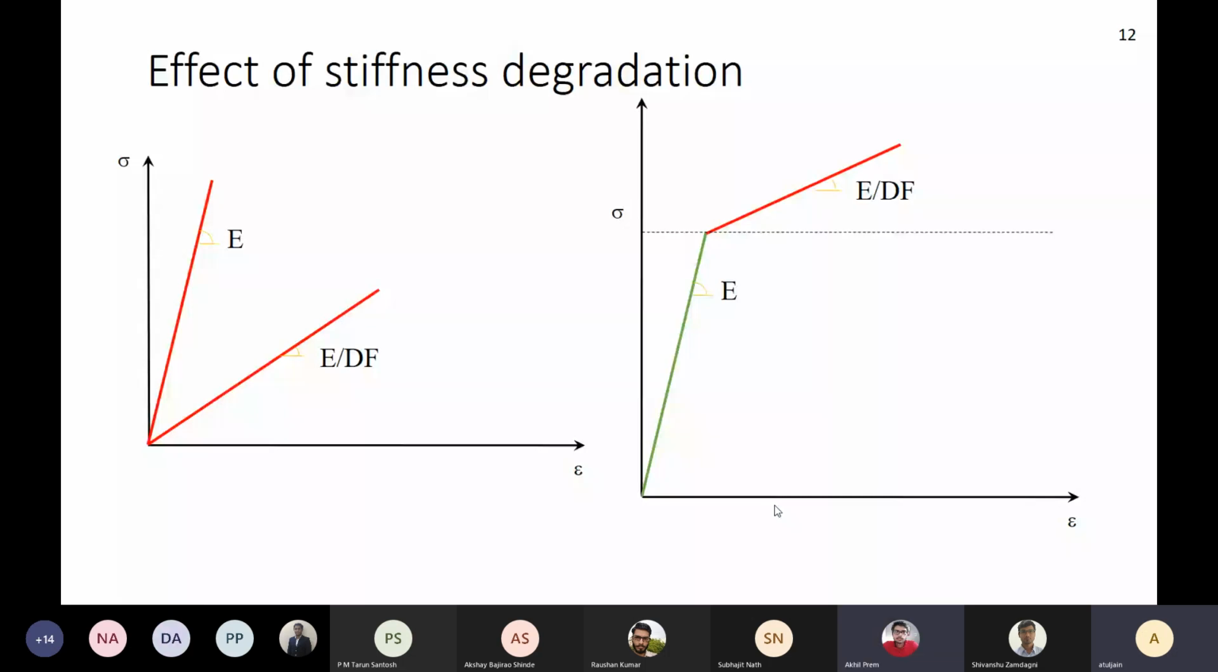In this slide, we are saying that the slope of the stress strain curve initially, at low strain, is my Young's modulus. Then we are saying that after damage, the Young's modulus is reduced by some factor. We will call it, let's say, df, where df is some number, or you can look at it as E underscore df. So the Young's modulus has been reduced due to the presence of damage.